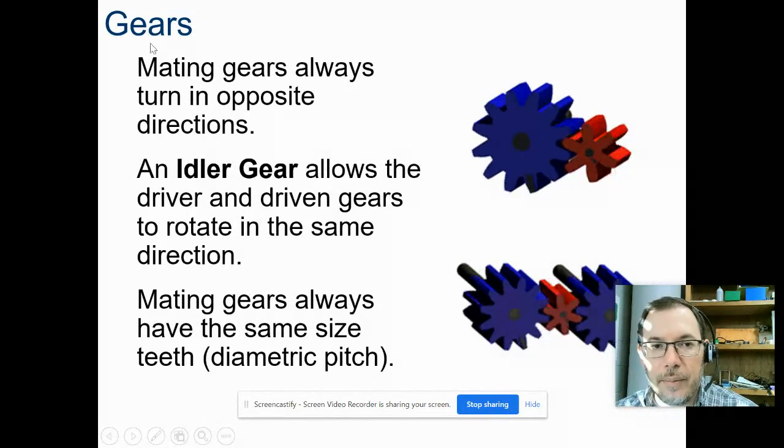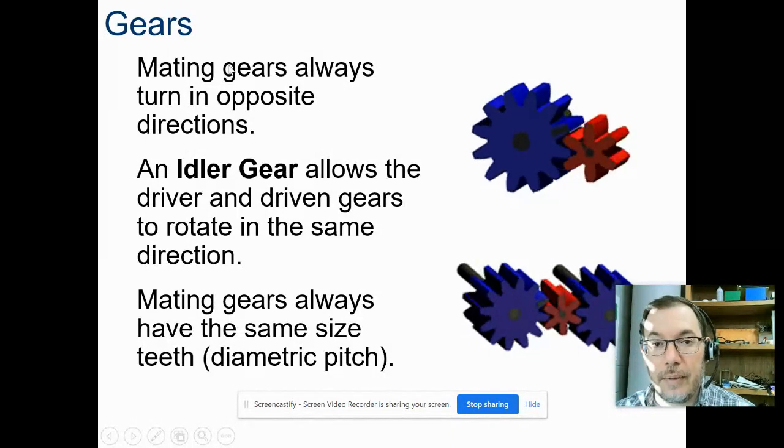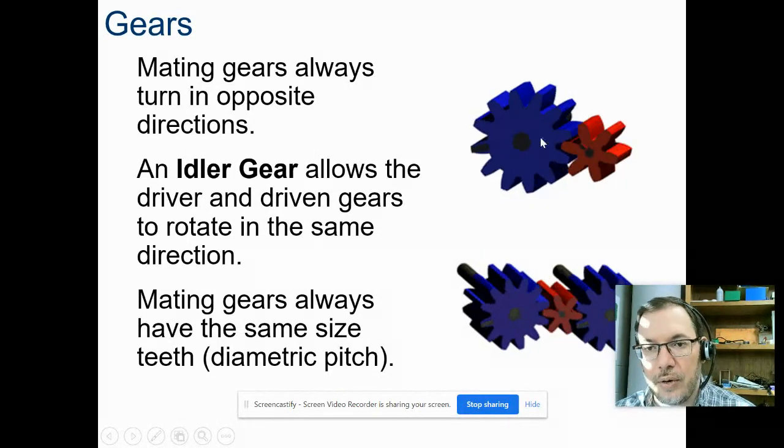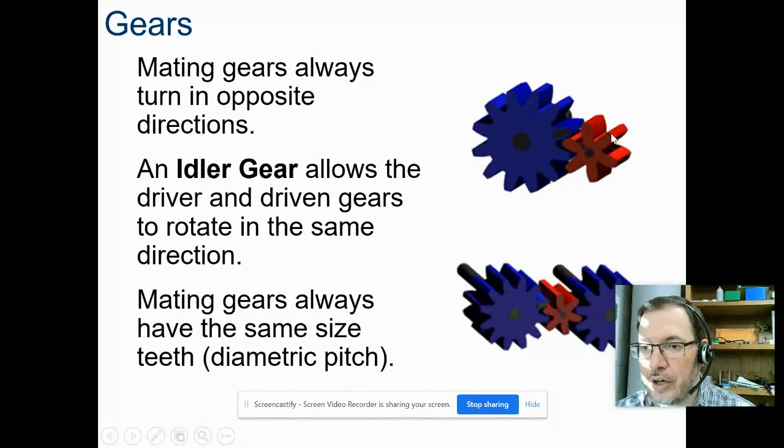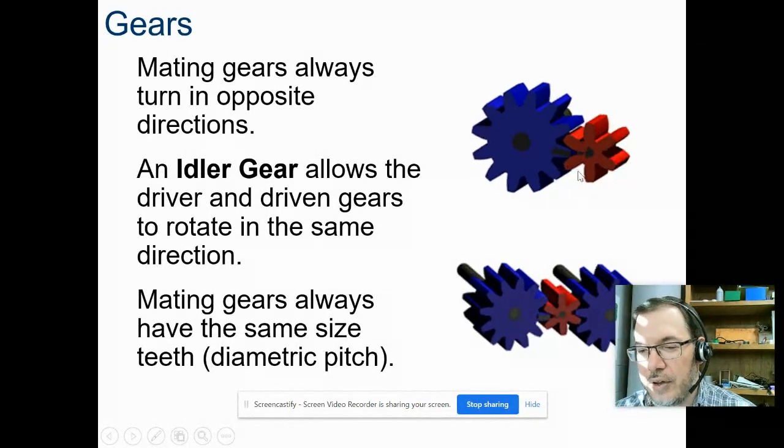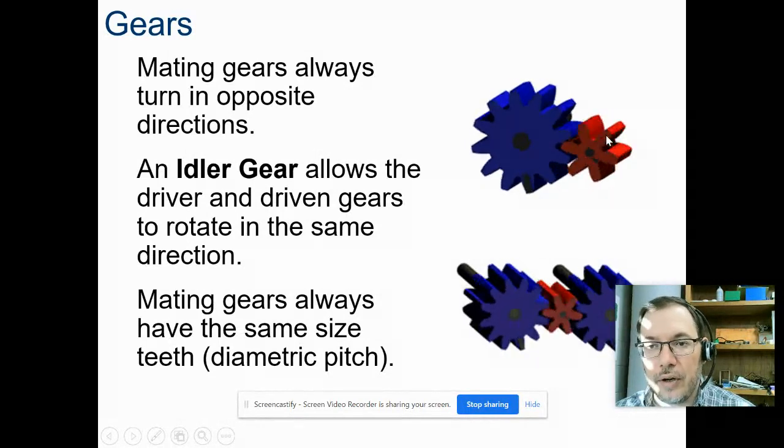When we start talking about how this works, we look at these two gears here. These are mating gears, which means that they are going to mesh together tooth to tooth. As one turns, and again, this one's turning clockwise, it is going to cause the other one to turn in the opposite direction. That's one of the characteristics of gears, that they are going to turn in opposite directions as they mesh. That's really the only way that could work.